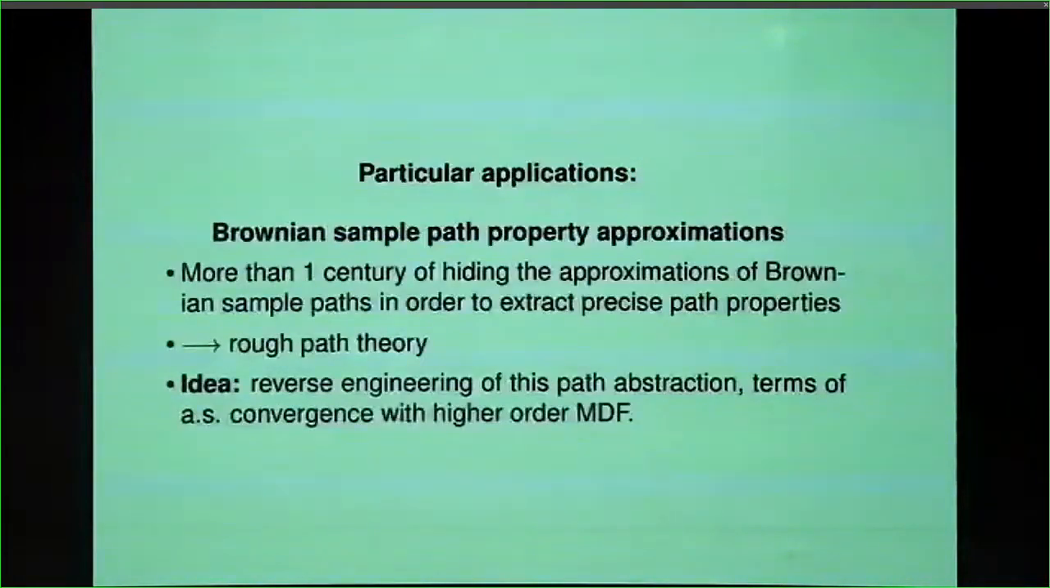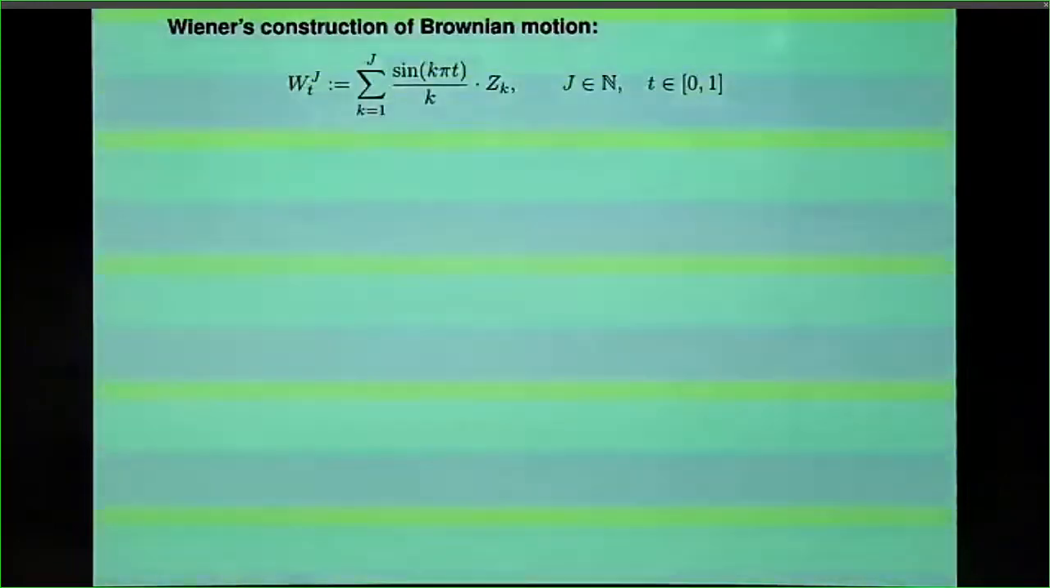Right, so here we are. The basic idea in the past was to hide all this probability in order to have a good and very nice description of the path properties. And now we're coming back, undoing this, and taking into account the statistics once again in order to translate it into almost sure convergence with this kind of mean deviation frequency. Okay, this is reverse engineering of these things.